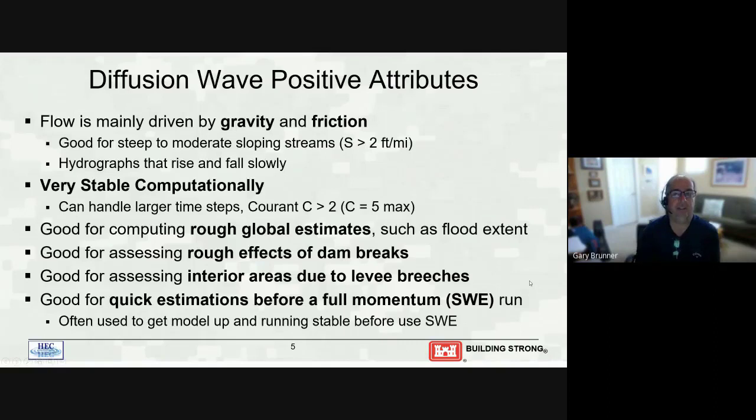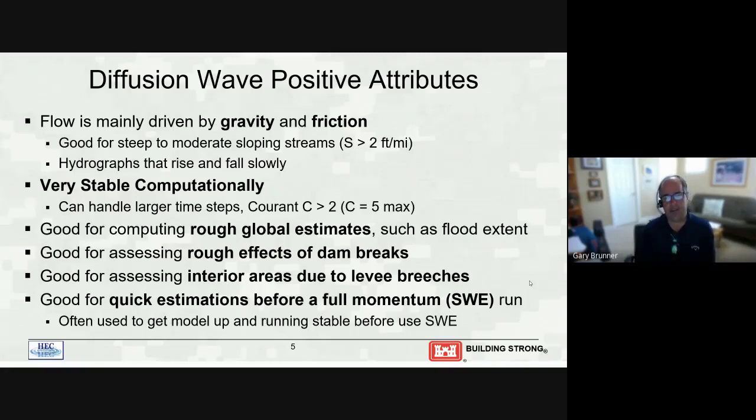Okay. Let's talk though about what are the positive attributes of the diffusion wave equations. Well, first of all, when you use diffusion wave, you're using and hoping to work on problems that are predominantly gravity and friction driven. So it's better for steep to moderate sloping streams. And I put a rule of thumb there of a slope greater than 2 feet per mile, because I've done a lot of studies on different equations and how they react to slope in general.